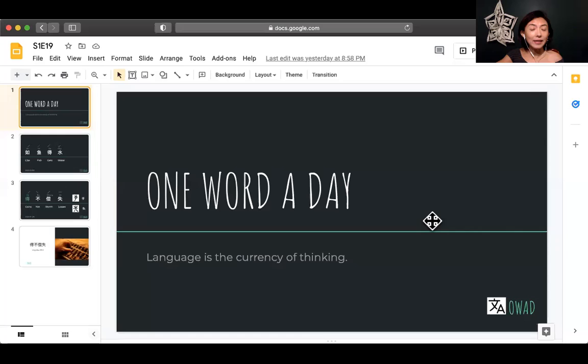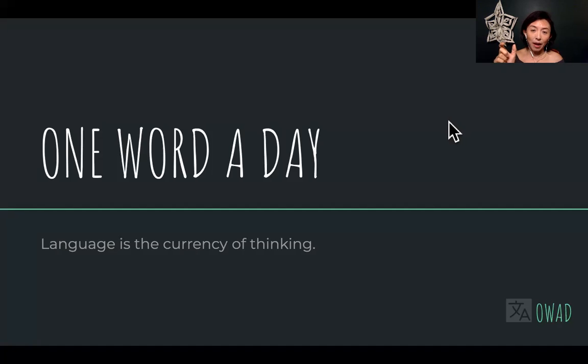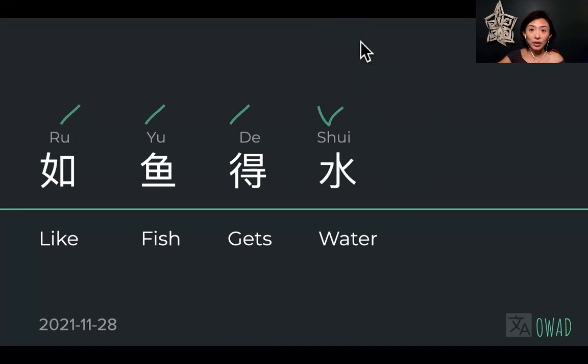What we do here is I'll show you one expression a day and continue the next day with a new set of expressions connected by one or two shared characters from the previous day, so that you can see how the language is working, how they build relationships between each other, and how each word is used in different contexts. So yesterday, we learned 如鱼得水.